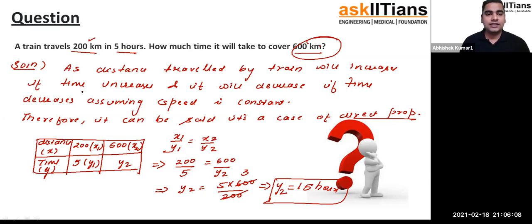And I told you this in the beginning itself. If you are increasing the distance, or if the distance traveled by the train is more, then it's very natural that the time taken to cover that particular distance would be more. So please go through it. Ask me if you have any query before we take the next problem.